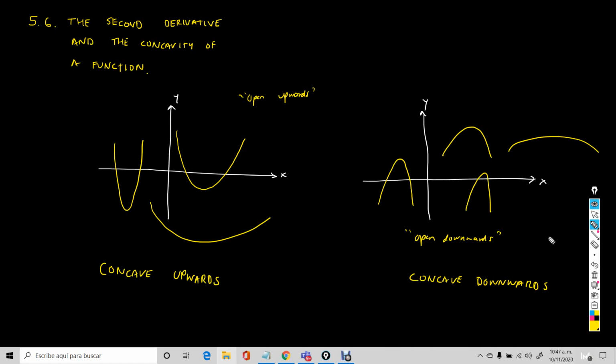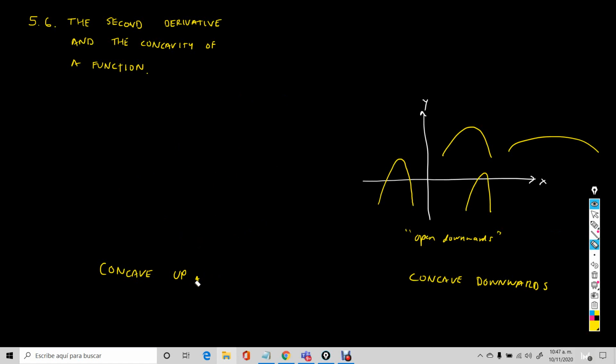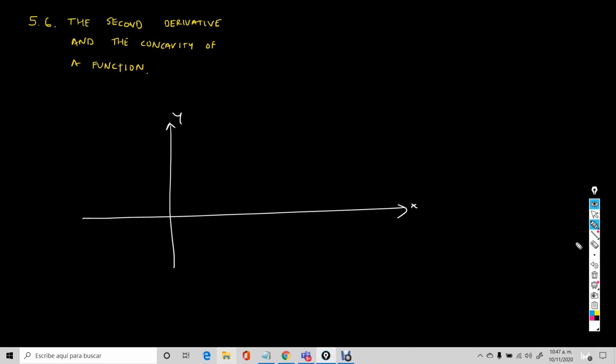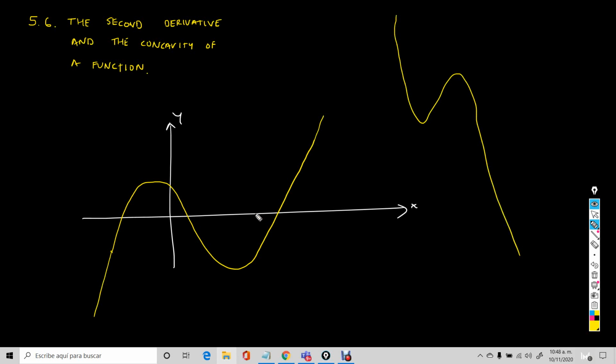And the same adjectives or the same property can be related to any other type of function. For example, what if I draw something like this? I'm going to draw something resembling a cubic function. By now you should be more or less familiar with these types of functions. They look a little like this in most cases, and then they go downwards infinitely and upwards infinitely, or the other way around. Okay, either way.